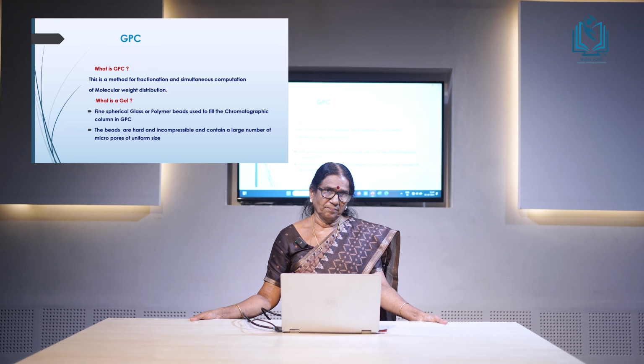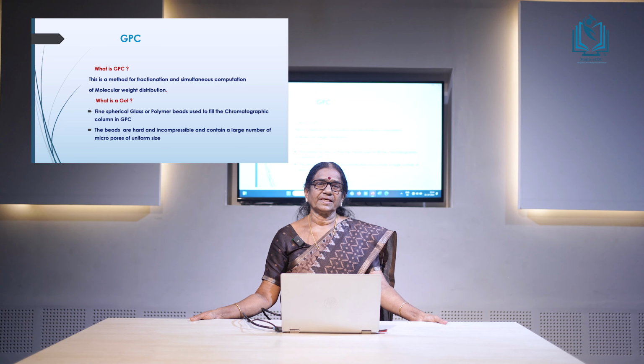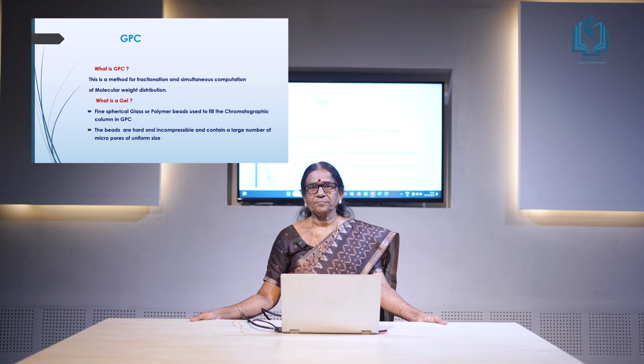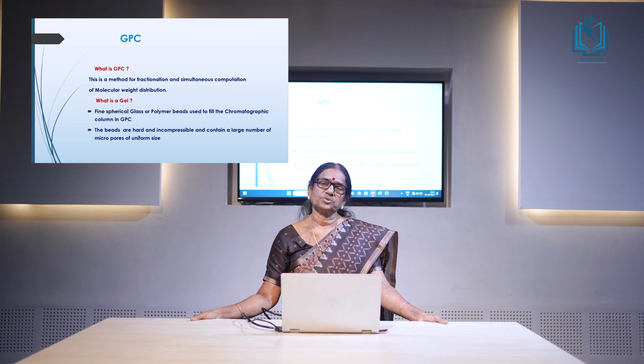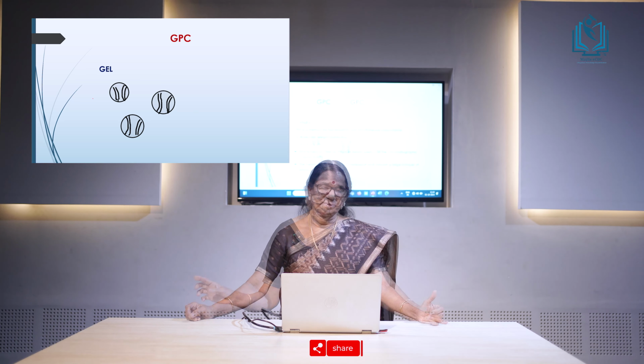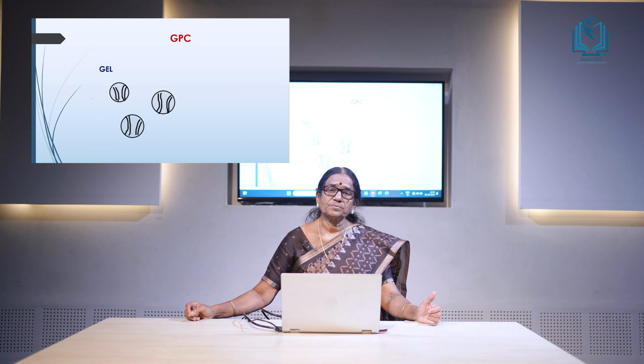Then, what is a gel? A gel is a spherical bead which is made up of glass or a polymer, and these beads are used to fill the chromatographic column. And the speciality of these beads is that the beads are hard and incompressible, and they will be containing numerous micropores of uniform size. This is a diagrammatic representation of a gel. It is a spherical bead with numerous micropores.